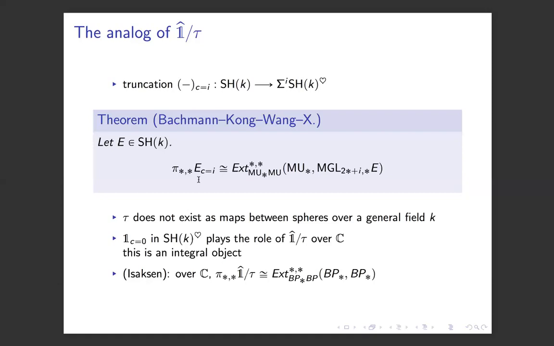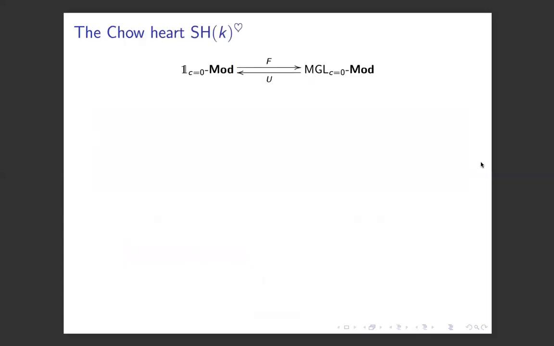So for any truncation of any spectrum in this Chow t-structure at any Chow degree, we have a description of its bigraded homotopy groups. Then I'd like to get to the description of the Chow heart. We can consider modules over this object. This is a sphere truncated in the Chow heart, so this is our analog of the cofiber of tau object.